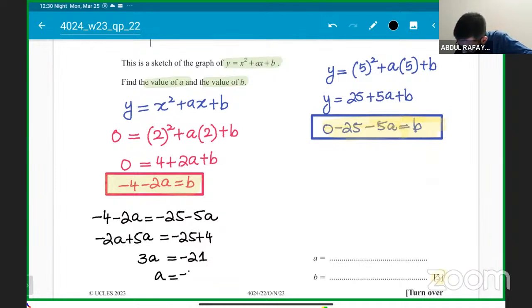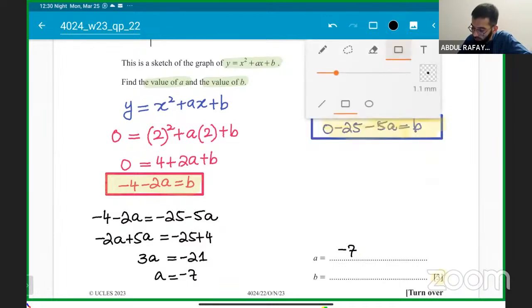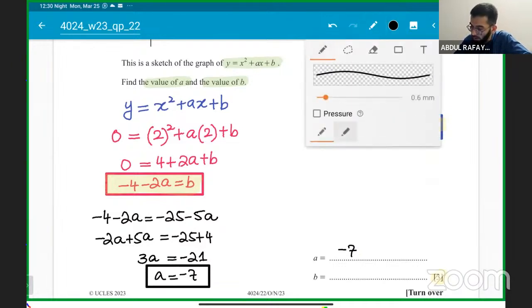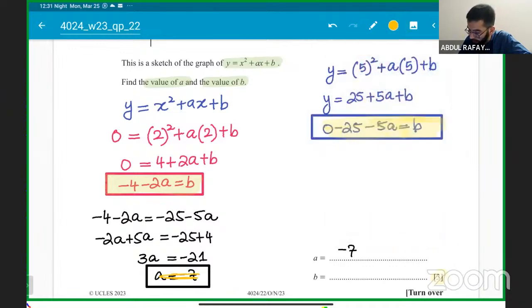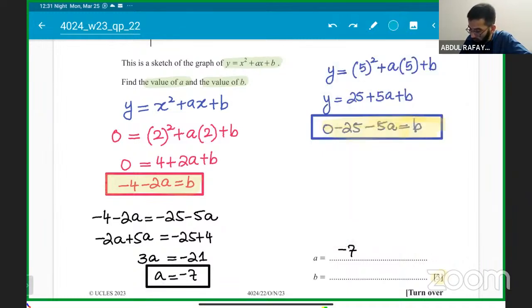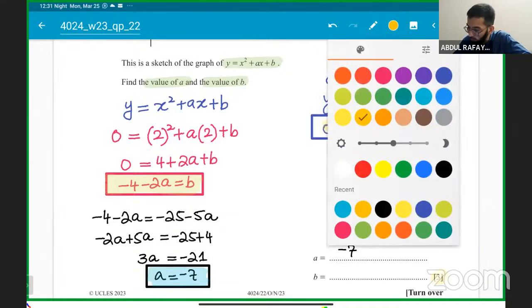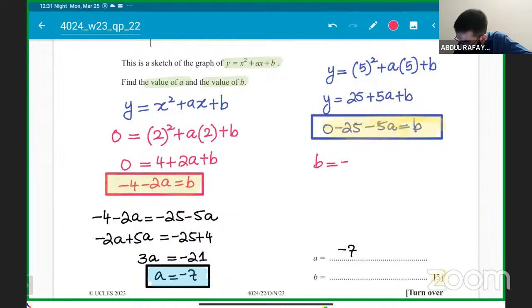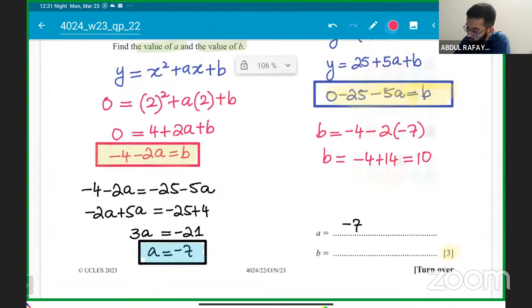So a is going to come as negative 7, students. A is negative 7. Understood, guys? Got it? We got a as negative 7, and let's find the b value. b equals minus 4 minus 2 times a, that is minus 4 plus 14. So it will be 10. So the b value is 10.